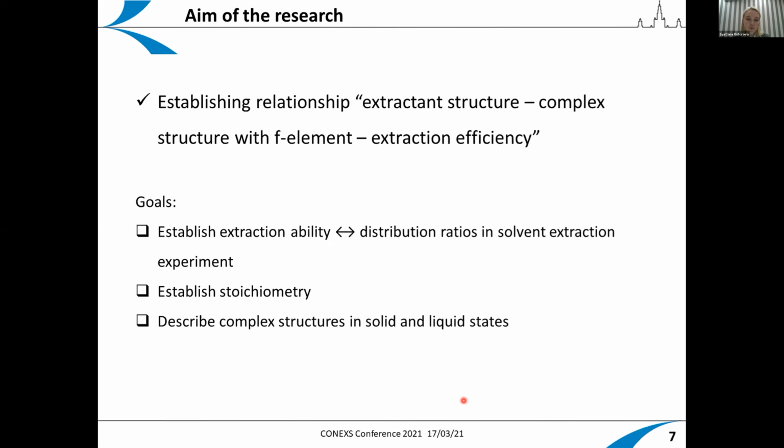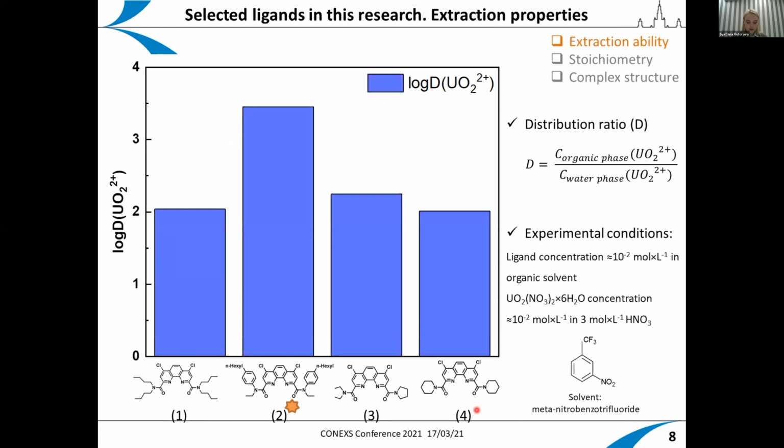So the aim of our research was to establish a relationship between extractant structure, complex structure, and f element extraction efficiency. Our goals were to establish extraction ability, establish stoichiometry of our complexes, and describe complex structures in solid and in liquid states. The extraction results show that ligand number 2 has the highest extraction ability, more than 1.5 orders of magnitude higher than for other ligands. This ligand will be marked as an extraction champion. Further, we will try to find the difference in the complexes that are formed during liquid-liquid extraction.